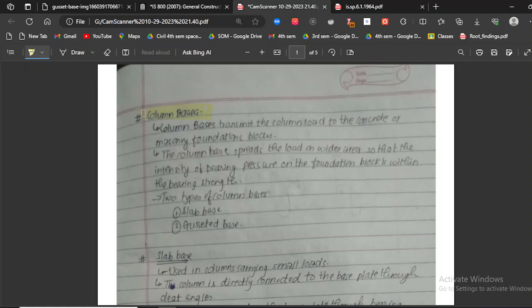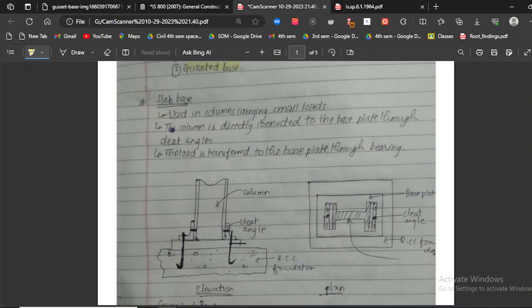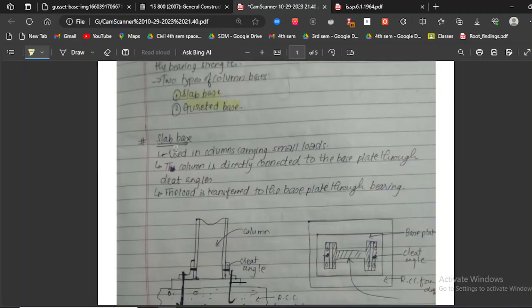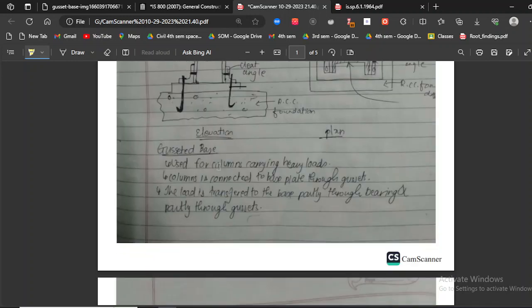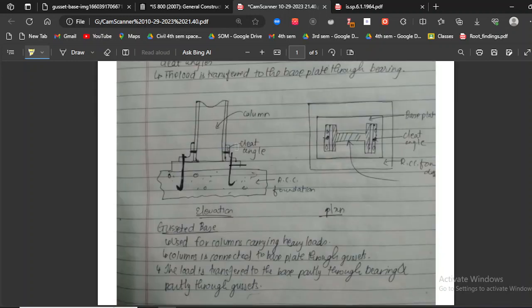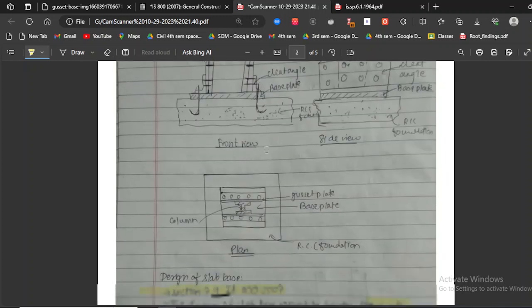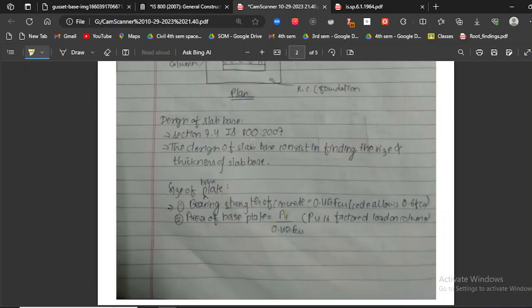In our previous video, we talked about column base. What are the different types of column base? What are the functions of column base? How do our slab base and our gusset base transfer the load? What are the cleat angle columns? How is the load transferred through our angle bolts, etc.? We've already talked about the basics of our column base, types of our column base, and the theory regarding design of slab base.